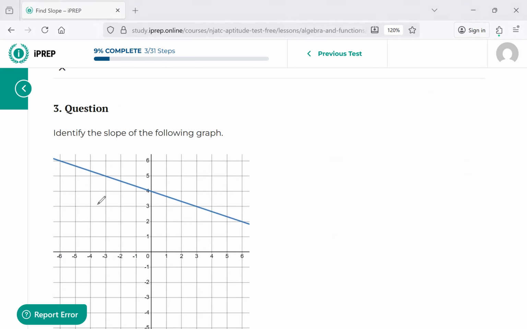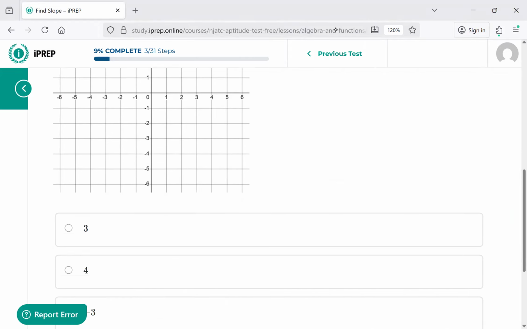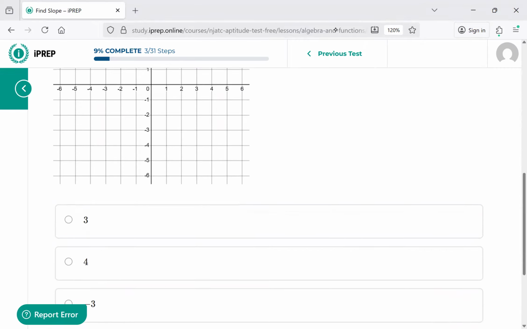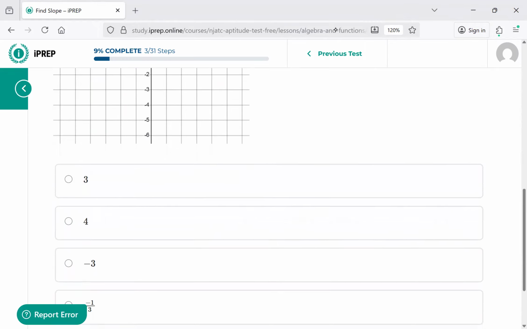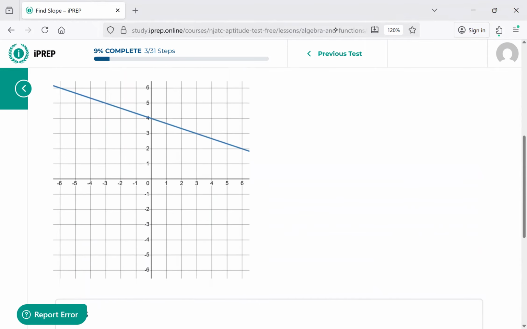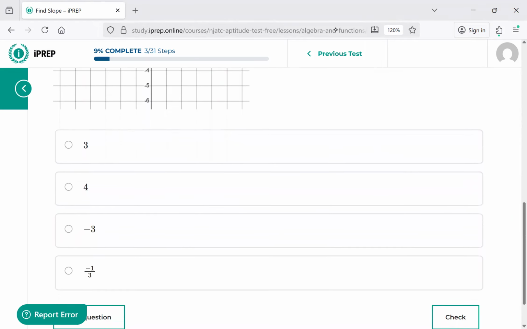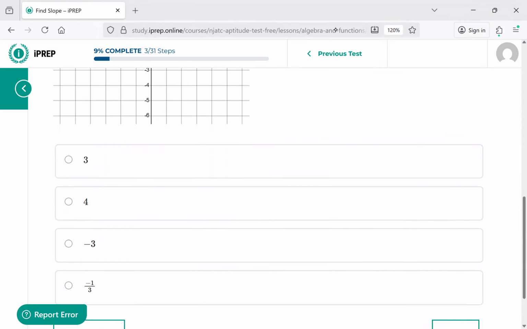Okay, let's look at this graph. This graph is definitely negative because it's going to the left. This time they actually want an actual value, so you can eliminate the first two because those are positive. Our slope is negative because it's heading to the left. So you could do the last two. It's either negative 1 or negative one third.